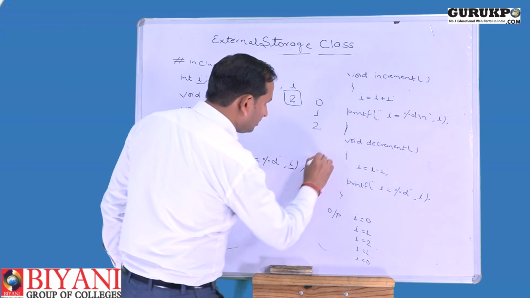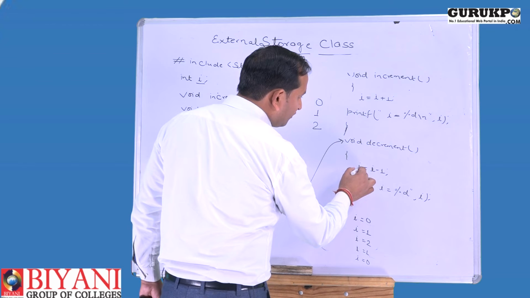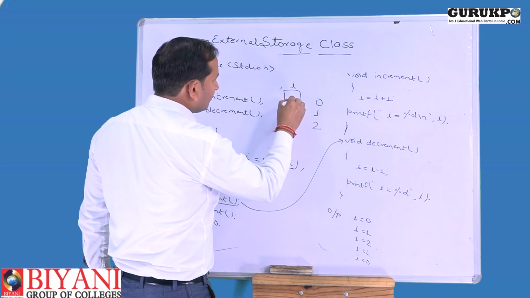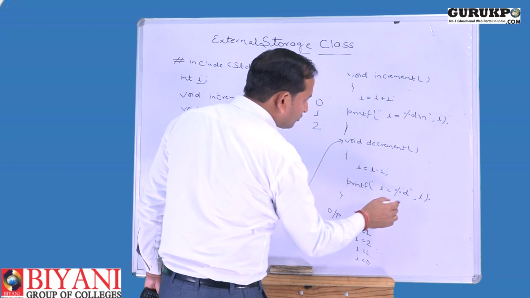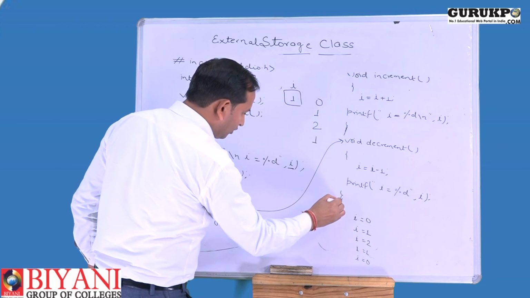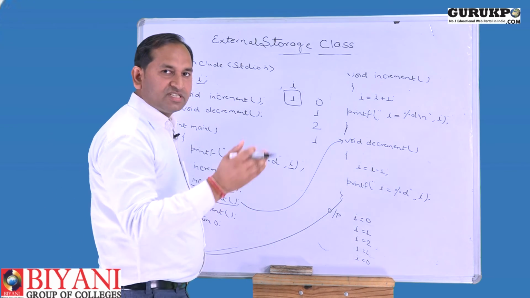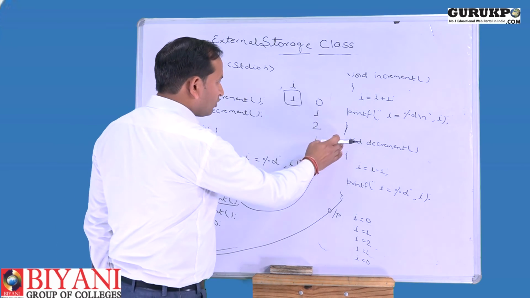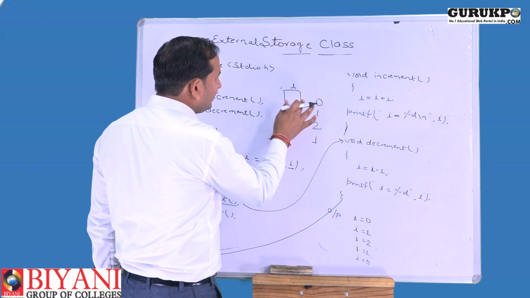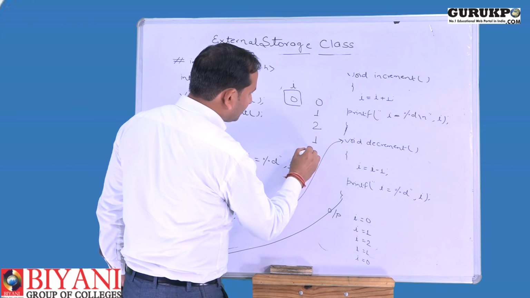So control moves to the decrement part. Here we are decreasing the value of i by 1. So 2 minus 1 will be 1. printf i, so we are printing the value of i, that is 1. Again control comes here and we are calling the decrement function once again. So control goes here. Now i = i - 1. So 1 minus 1 would be 0 and we are printing the value of i, that is 0.